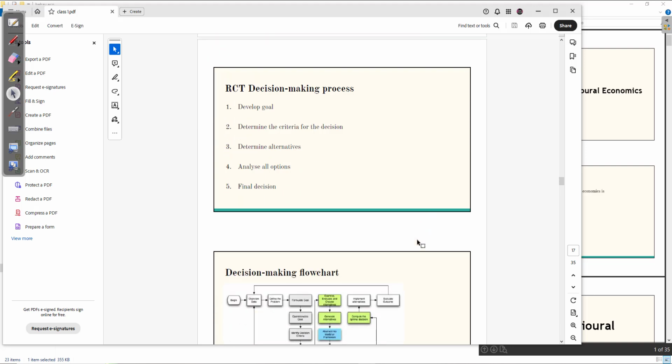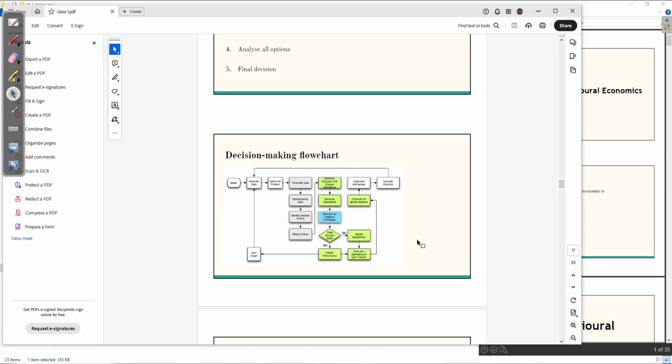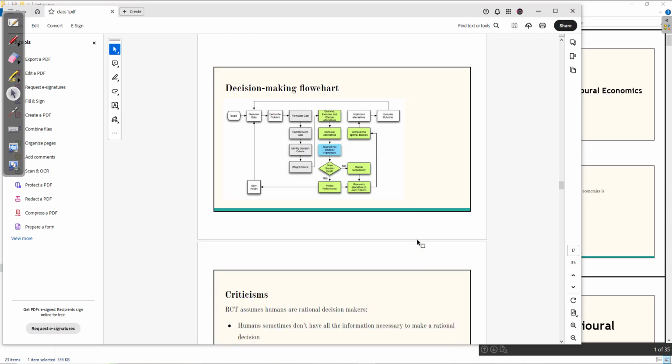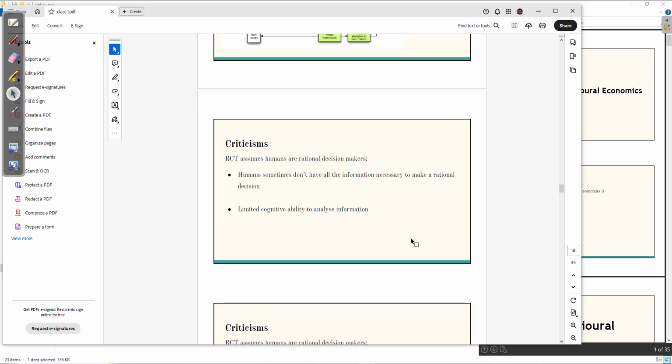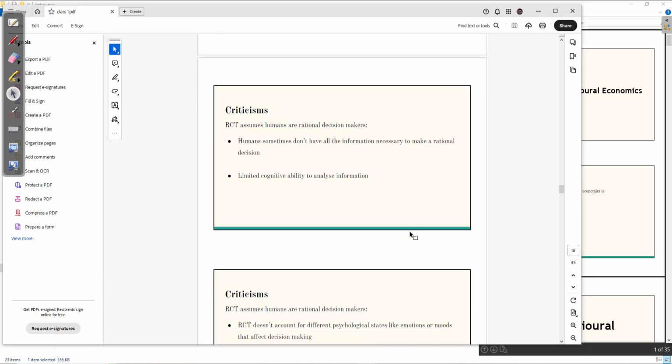So these things are kept in mind while making decisions. This is the decision making chart. Overall, we have discussed what steps are involved in this.